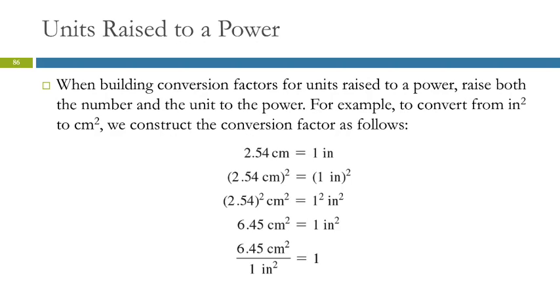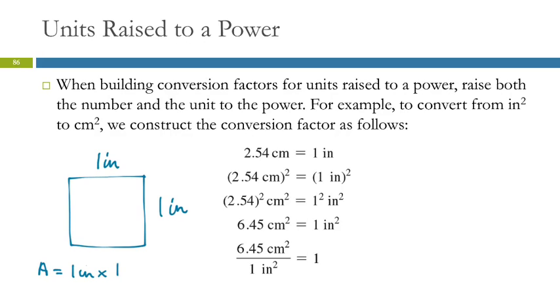So let me show you why. So here I have a square. This side is 1 inch long and this side is 1 inch long. What's the area of the square? Well, it's the length times the width, right? It's 1 inch times 1 inch. So that's 1 square inch. You okay with that? What if I measure the sides in centimeters instead? This side is 2.54 centimeters. And the other side is 2.54 centimeters. 2.54 centimeters is the same as an inch.